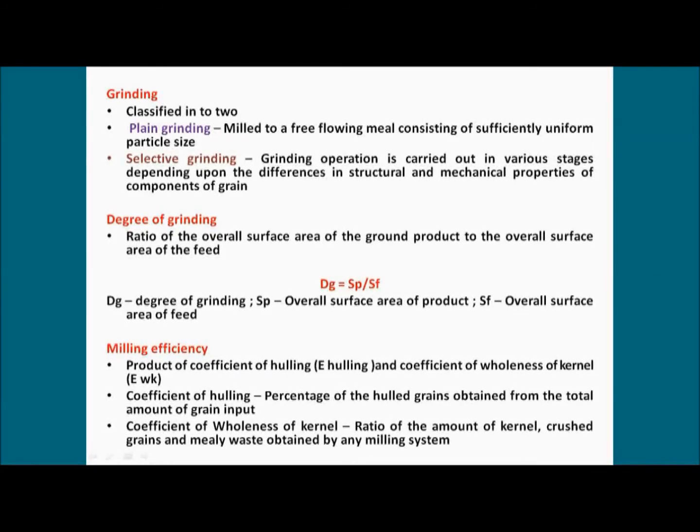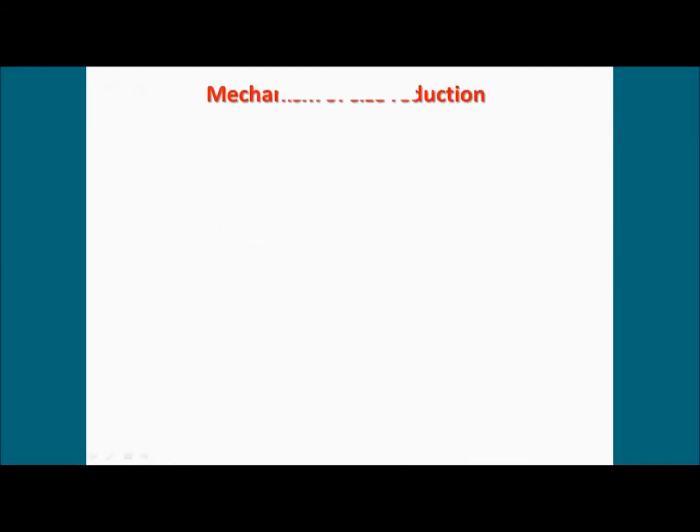So it is the ratio of the amount of the kernel that is crushed grain and the mill waste obtained from the milling system. This is the ratio. So the ratio will be 25 divided by 75, or 25 by 75. Clear?